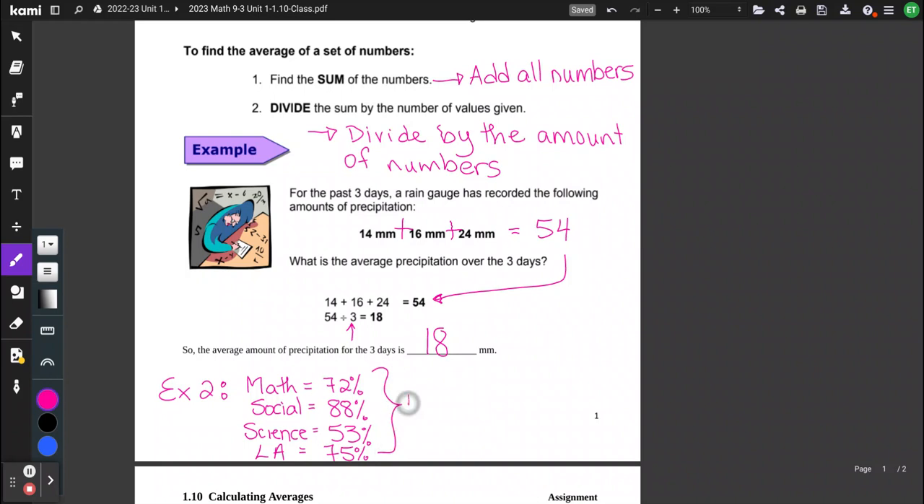So the first thing we're going to do is we're going to add them. So we're going to take 72 plus 88 plus 53 plus 75. And we're going to get 288. That's step 1. Last step, divide by the number of numbers. I have 4 numbers, so I'm dividing it by 4. So my average is going to be 72%. So this person's average on the report card would have been a 72.